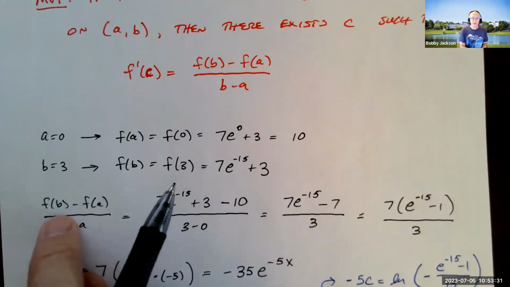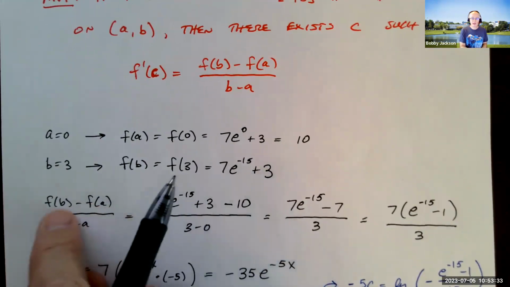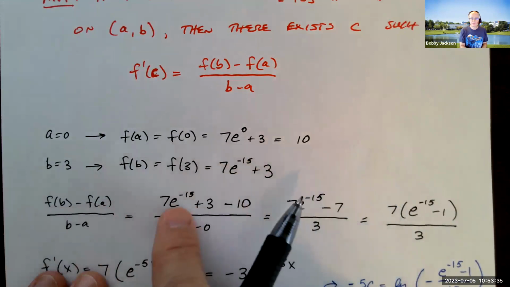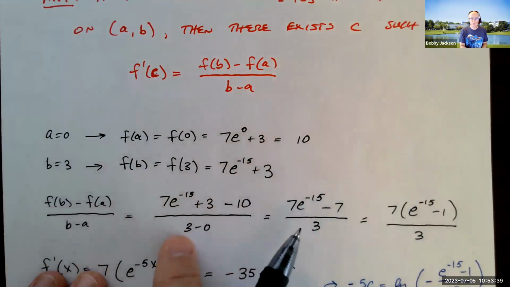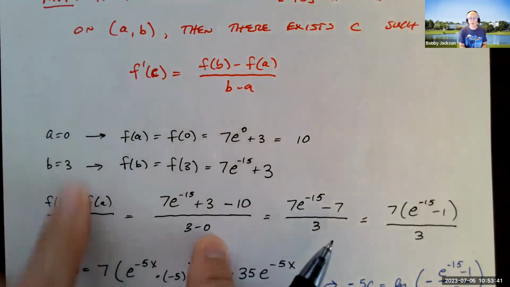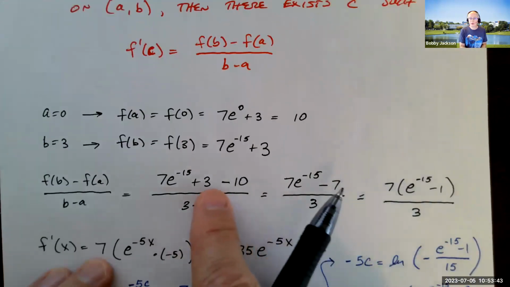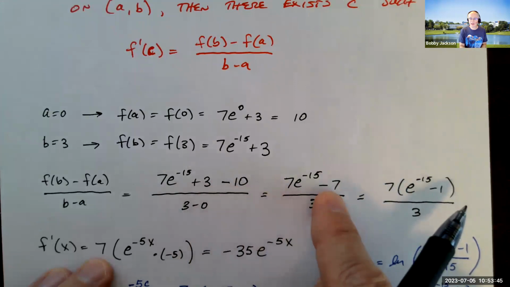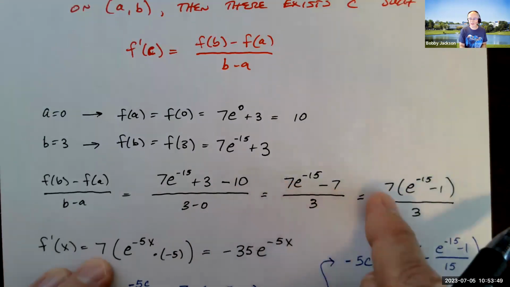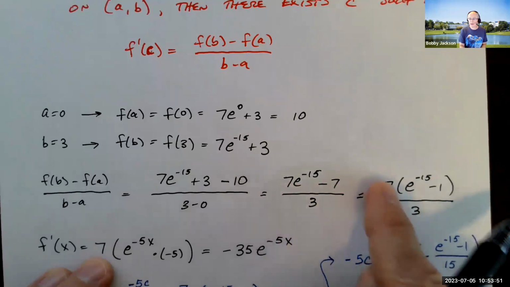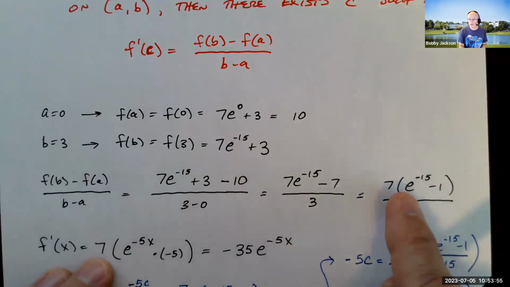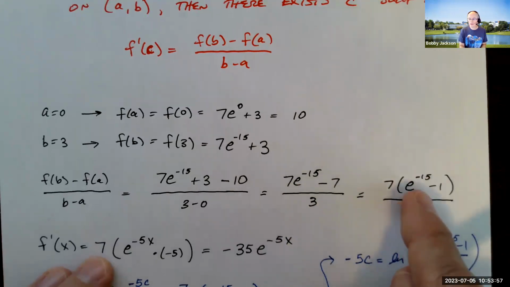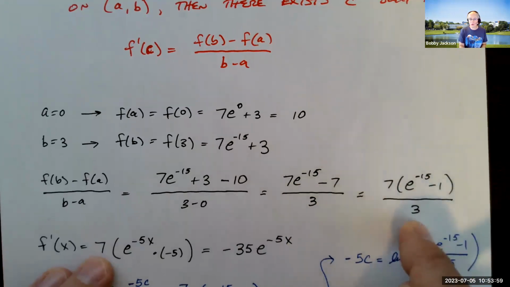And then f of b minus f of a over b minus a. So f of b is this part. f of a is 10, so minus 10, over b, which is 3, minus a, which is 0. So I get 3 down here. 3 plus a negative 10 is negative 7. Now I'm going to go ahead and factor out that 7. Can't really simplify. 7 and 3 have no common factor. So here's my final result. It's kind of messy. Got 7 times e to the negative 15th power minus 1, over 3.